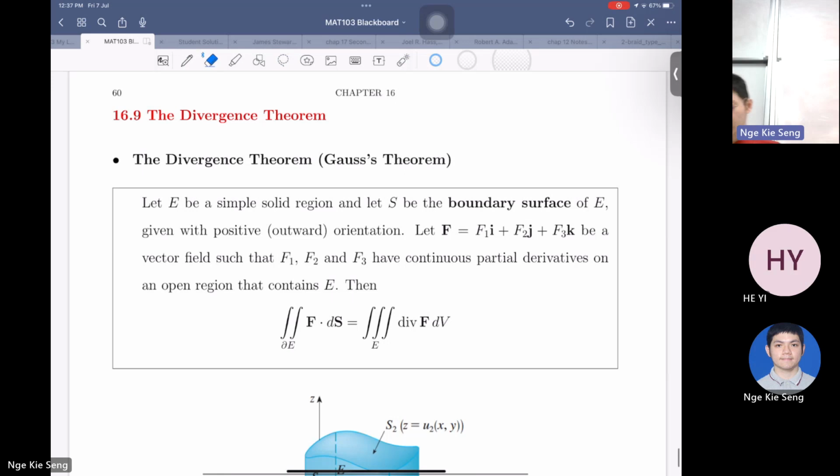Okay, next is the divergence theorem. So what's the divergence theorem? Just now we related 1D and 2D. Now we relate 2D and 3D, a double integral to a triple integral. How do we relate this?